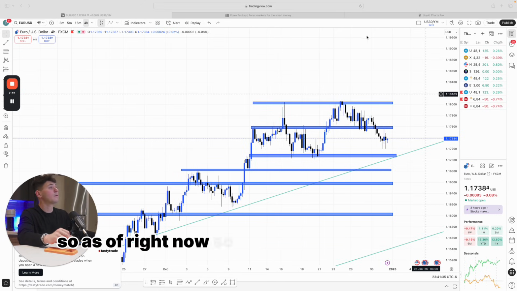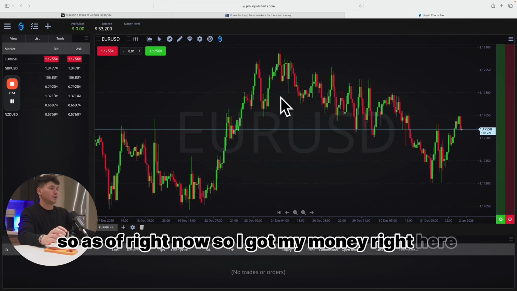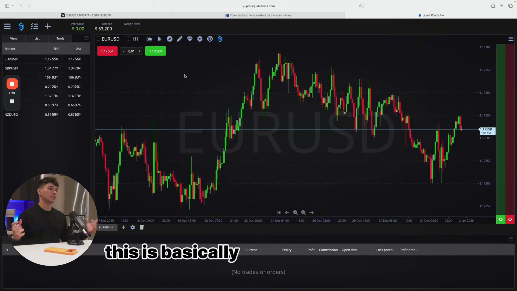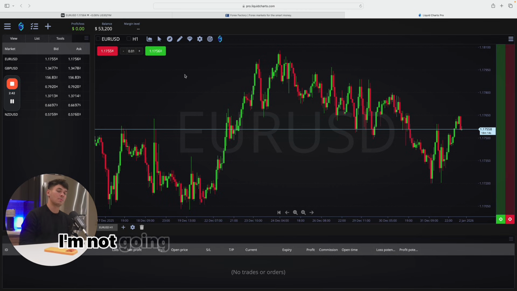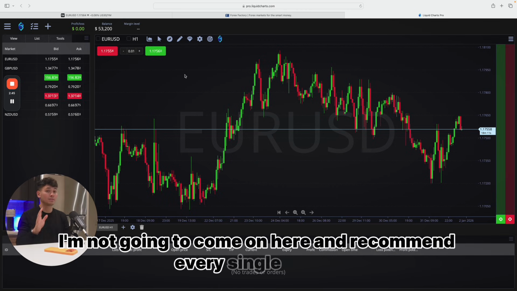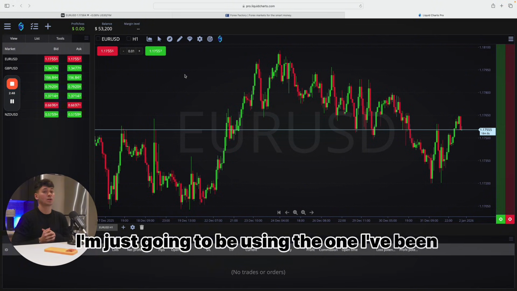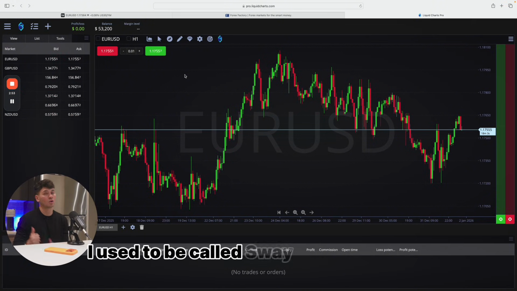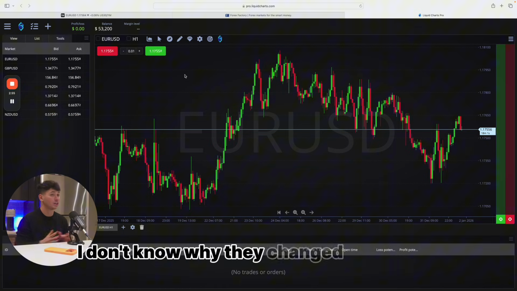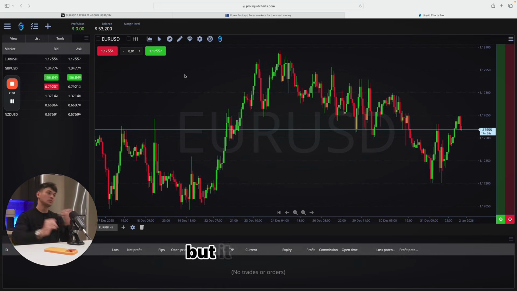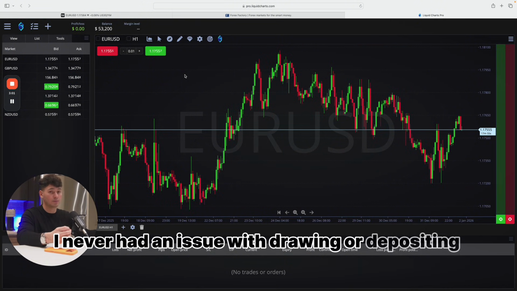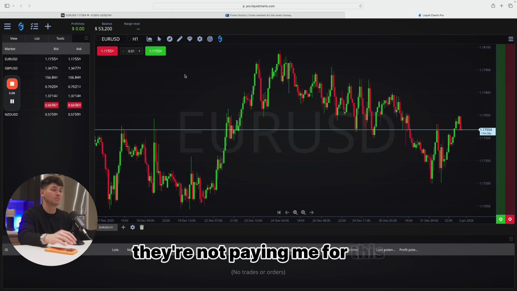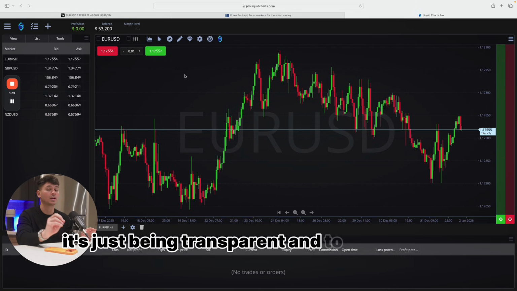As of right now, I've got my money right here in my Liquid Brokers account. This is basically just a broker. I'm not going to come on here and recommend every single broker, I'm just going to be using the one I've been trusting. I've been using Liquid Brokers for 2 years already. It used to be called Swiss Markets before. I don't know why they changed their name, but it is what it is. I never had an issue withdrawing or depositing funds, which is why I trust this broker. They're not paying me for this. I'm just being transparent and letting you guys know what I use.